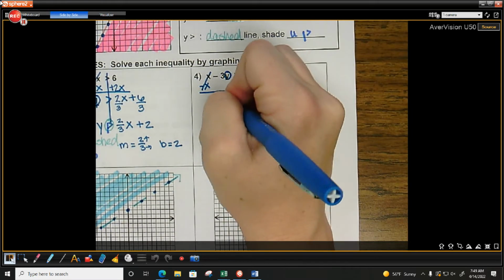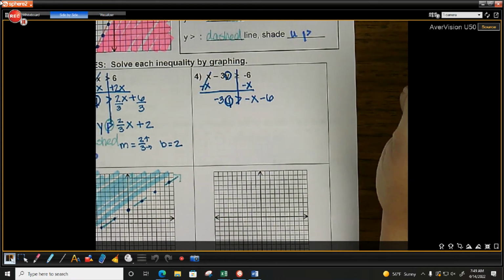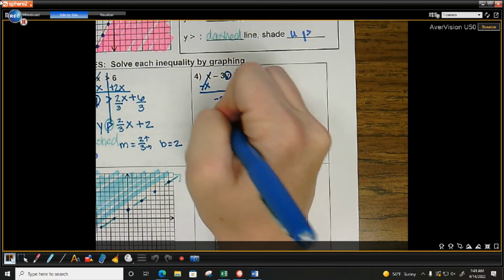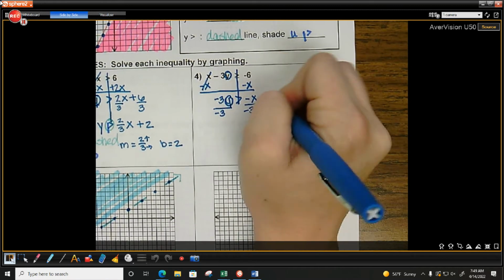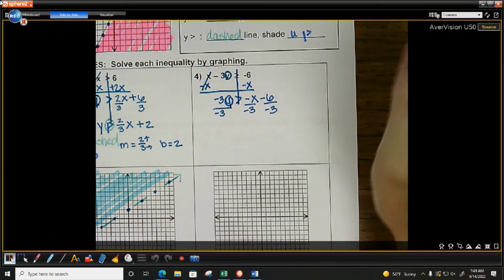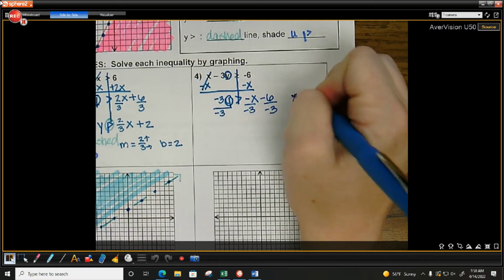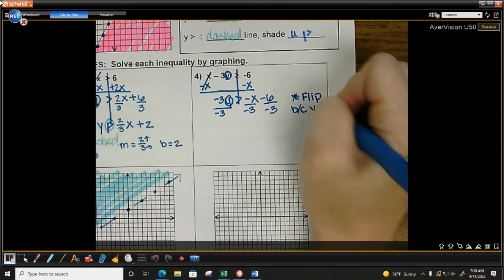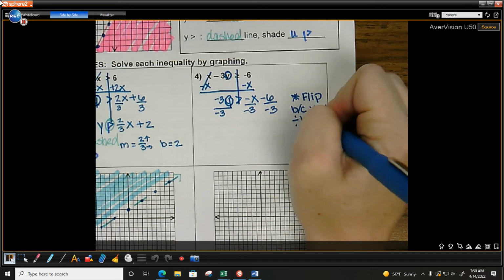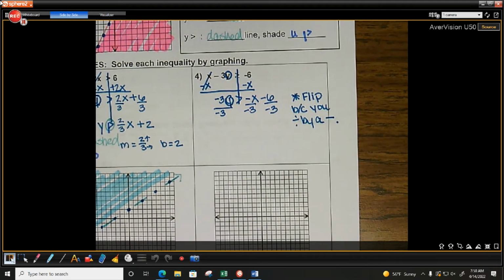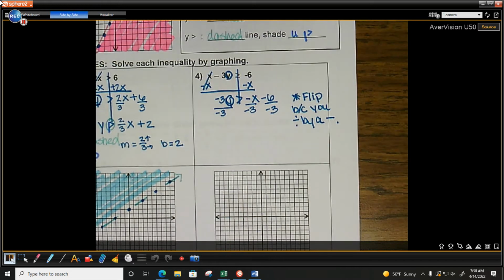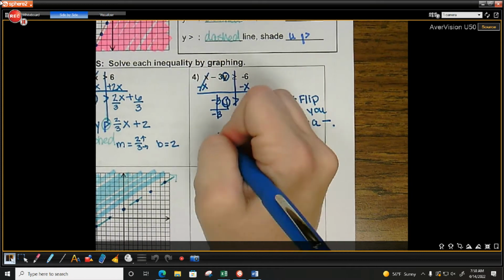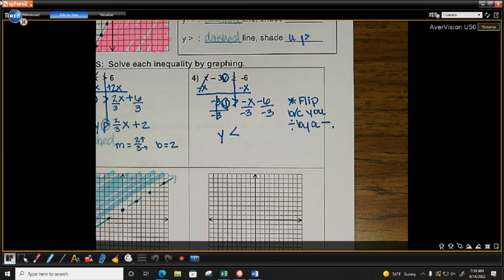Circle your y. What do I need to do to get y by itself? And do we remember what happens when you divide by negatives, guys, when we're doing inequalities? Flip. Because you divided by a negative. So instead of a greater than, it's now going to flip to a less than sign. The negative 3 over negative 3 is going to cancel, and I get y is less than.